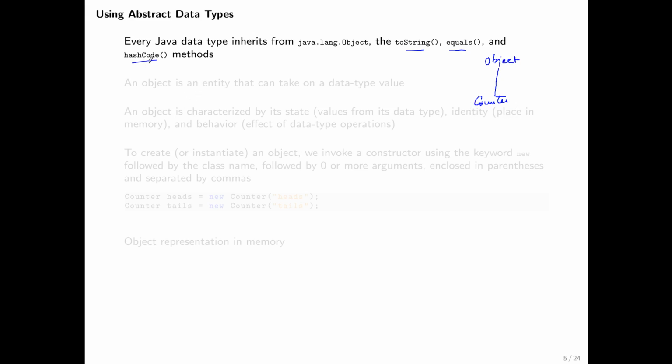And the same is also true with hashCode. hashCode at the level of an Object simply returns the memory address of the object as a unique identifier of the object. But if you want to give it a different meaning, then you will have to override the hashCode method inside of your data type. All right, so every Java data type inherits from Object. Or in other words, Object is at the root of the class hierarchy in Java.